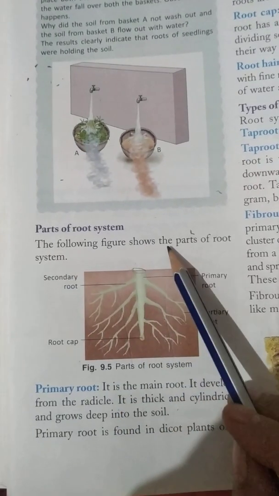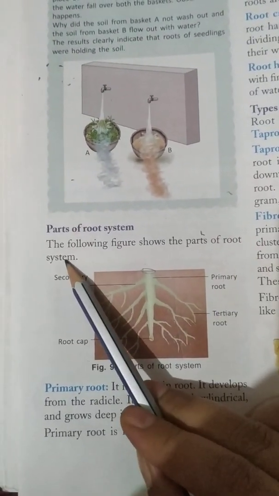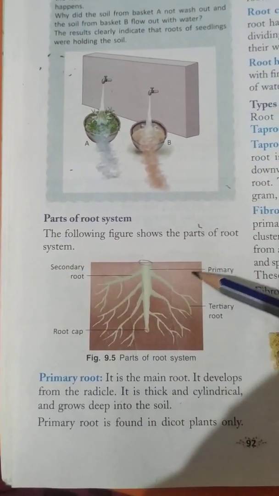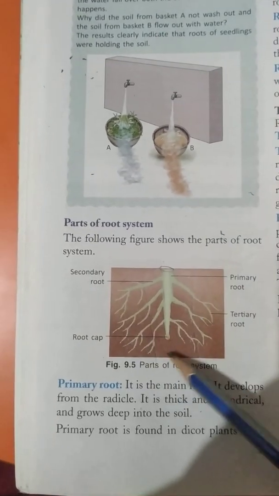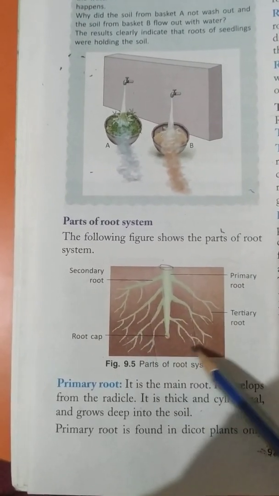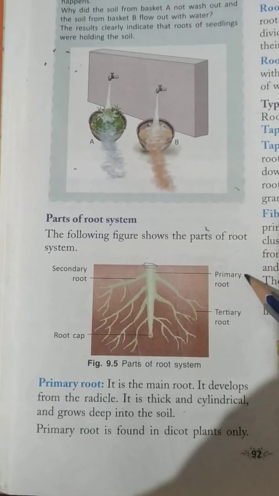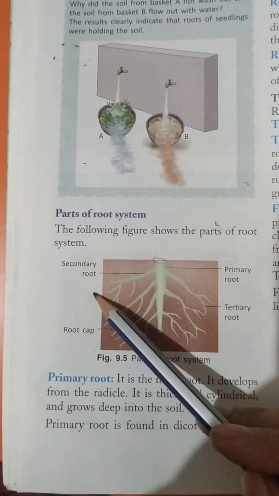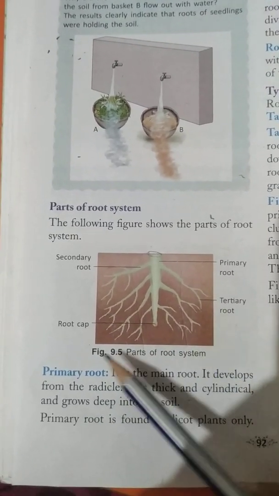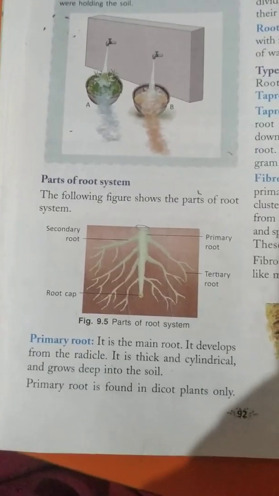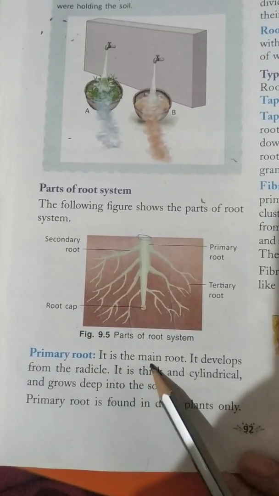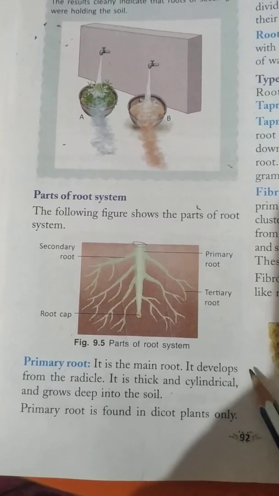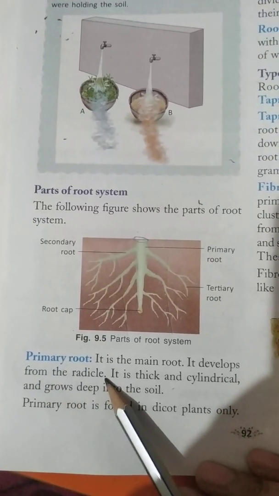The following figure shows the parts of root system. So basically the root is having the following parts like primary root, secondary root, tertiary root, root cap. Primary root. It is the main root. It develops from the radicle.